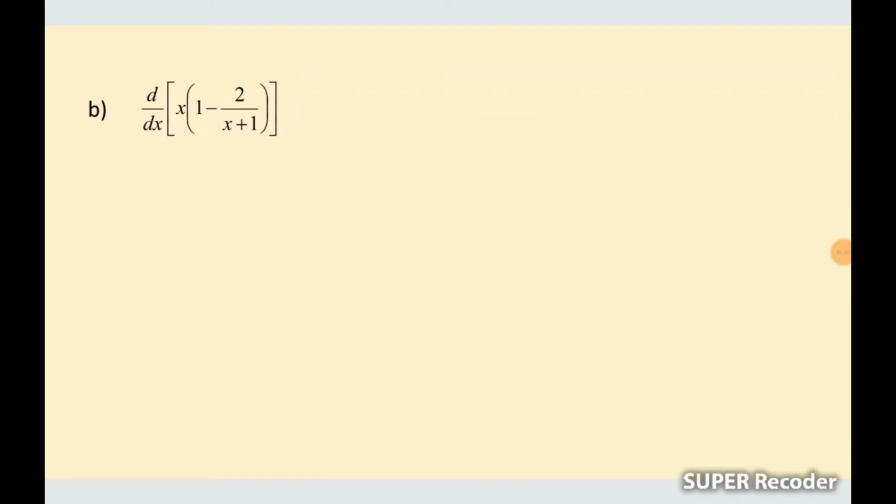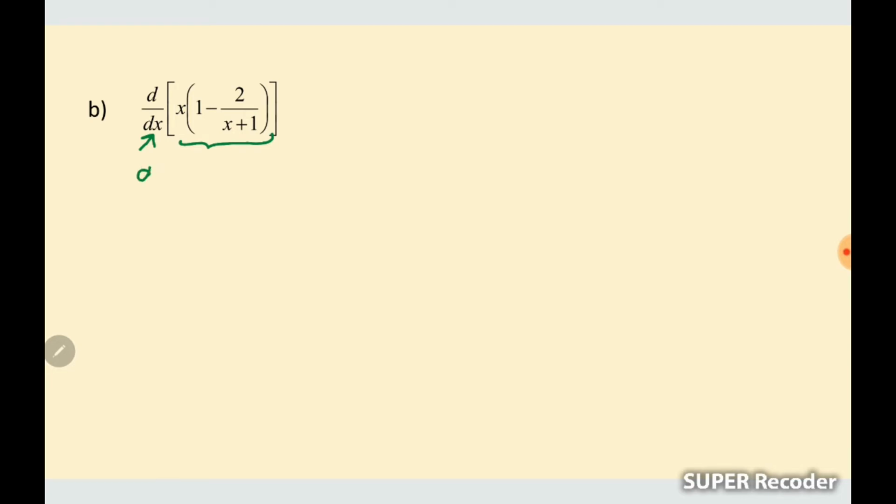Now we continue with the next example. B: d/dx, or differentiate, x multiplied by (1 minus 2 over x plus 1). So this is another way of writing. You don't have to write y equals something, you just write d/dx here. d/dx means differentiate the term in the bracket with respect to x.